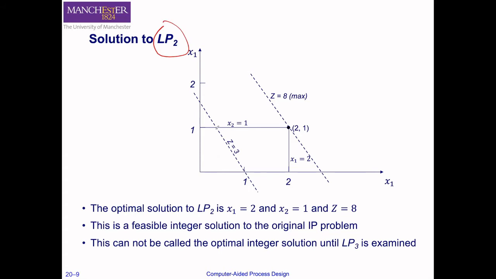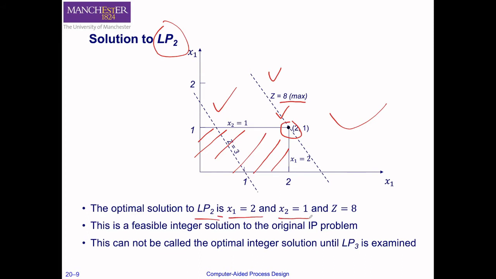The feasible region of LP2 is this rectangle. These dotted straight lines are the contour of the object function. From this graph, we can see when the dotted straight line passes through this point, the object function is maximal, which is equal to 8. The optimal solution to this LP2 is x1 is equal to 2 and x2 is equal to 1.